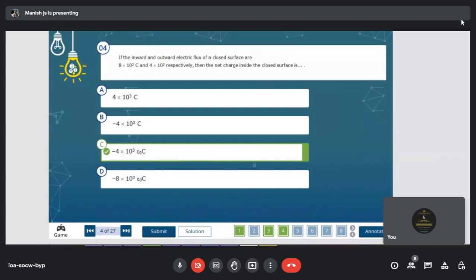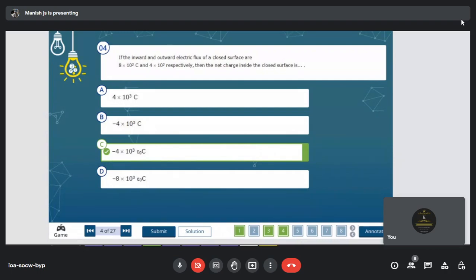So obviously, for outward, the radial forces are outward, so it is positive charge. Inward, obviously it is going to be negative charge, isn't it? So we have to put the sign accordingly. Inward means it is moving inwards, and the nature of charge should be negative. So it would be minus 8 times 10 power 3. Outward means it is plus 4 into 10 power 3.